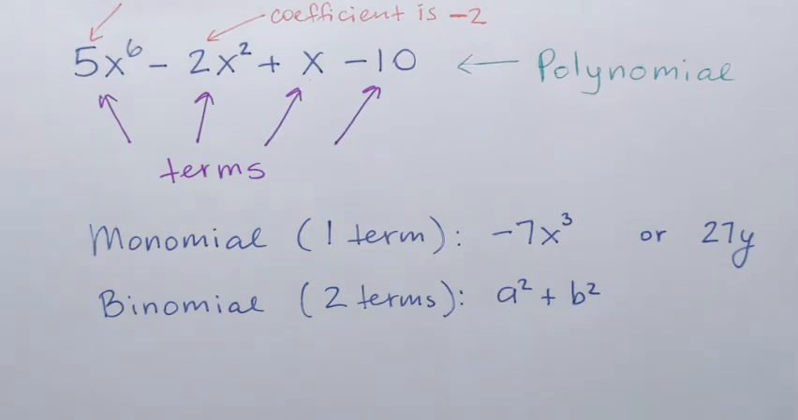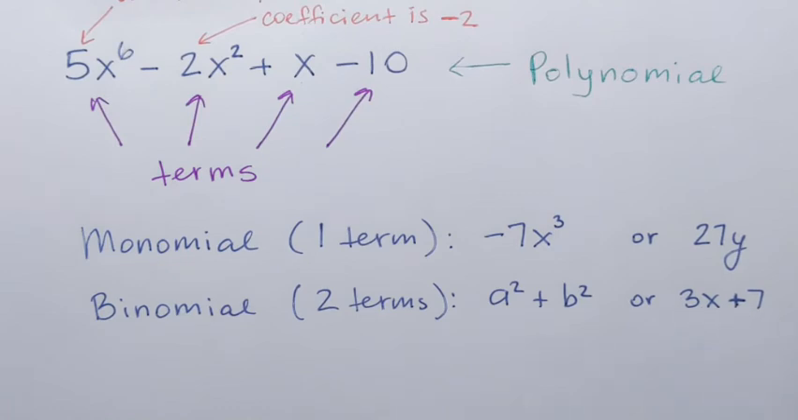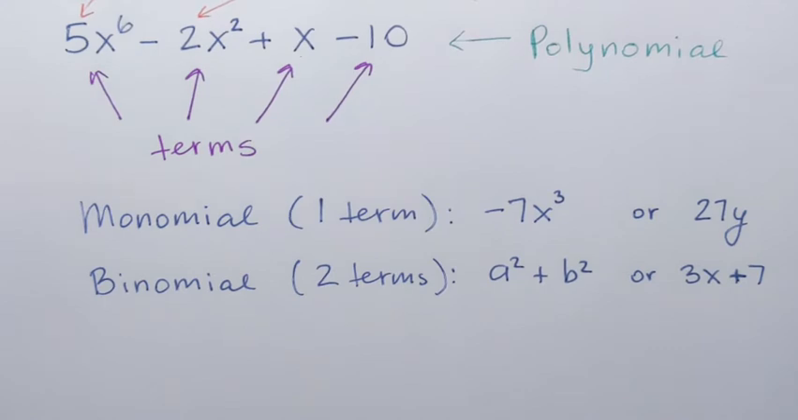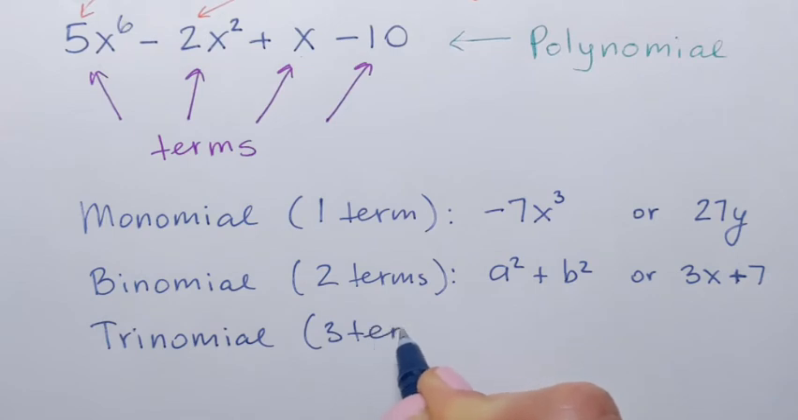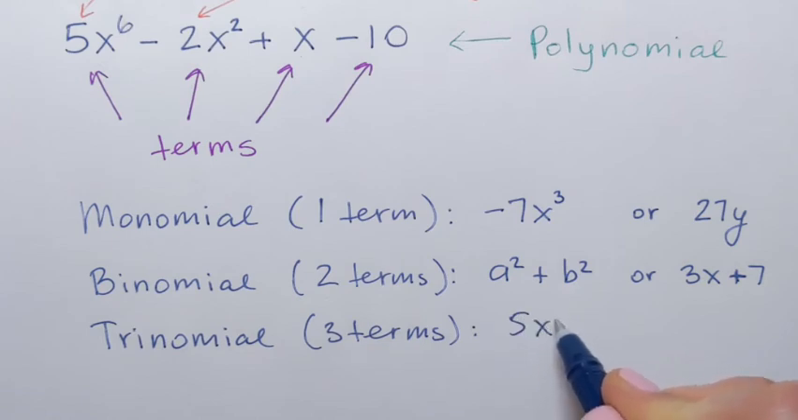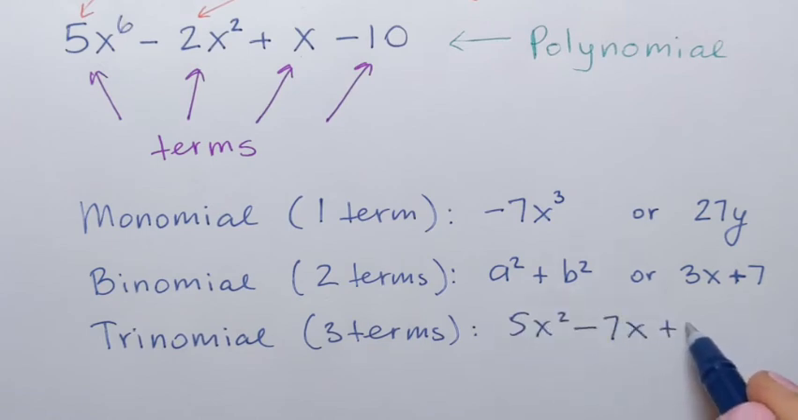So that's a binomial. Or 3x plus 7. That's also a binomial, right? It has 1, 2 terms. And then finally, another polynomial that has special name is the one that has 3 terms. Okay, monomial for 1 term, binomial for 2. What's the name for the polynomial that has 3 terms? Trinomial. Three terms. So example of that can be, let's say, 5x squared minus 7x plus 2. That is a trinomial. 1, 2, 3.